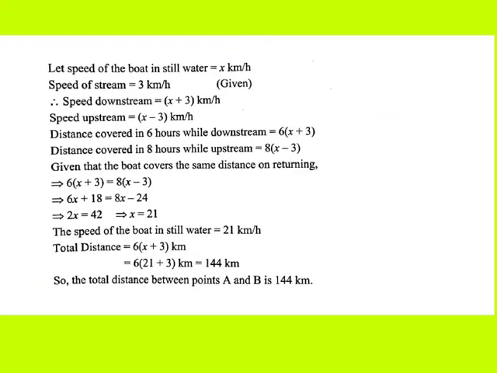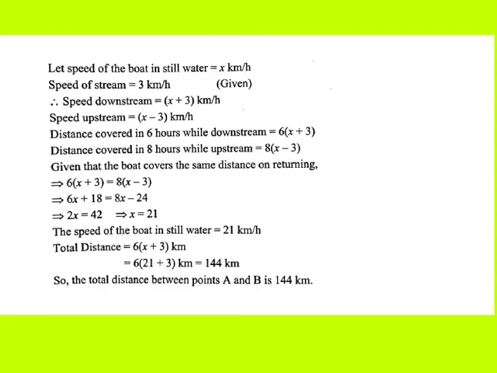So for this, let the speed of the boat in still water be x km per hour and the speed of the stream 3 km per hour. Now if a boat is moving in the direction of the stream, it is called downstream, and if the boat is moving in the direction opposite to that of the stream, it is called upstream. And obviously the time taken by the boat downstream will be less in comparison to the time taken upstream.